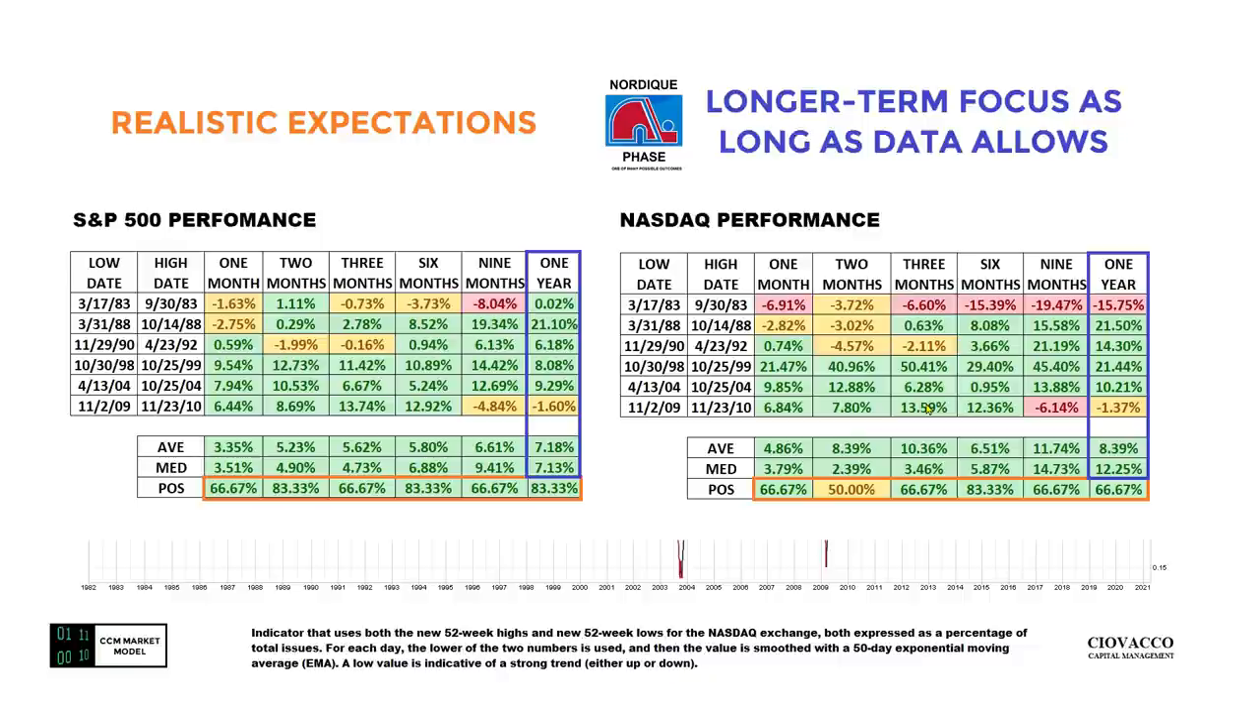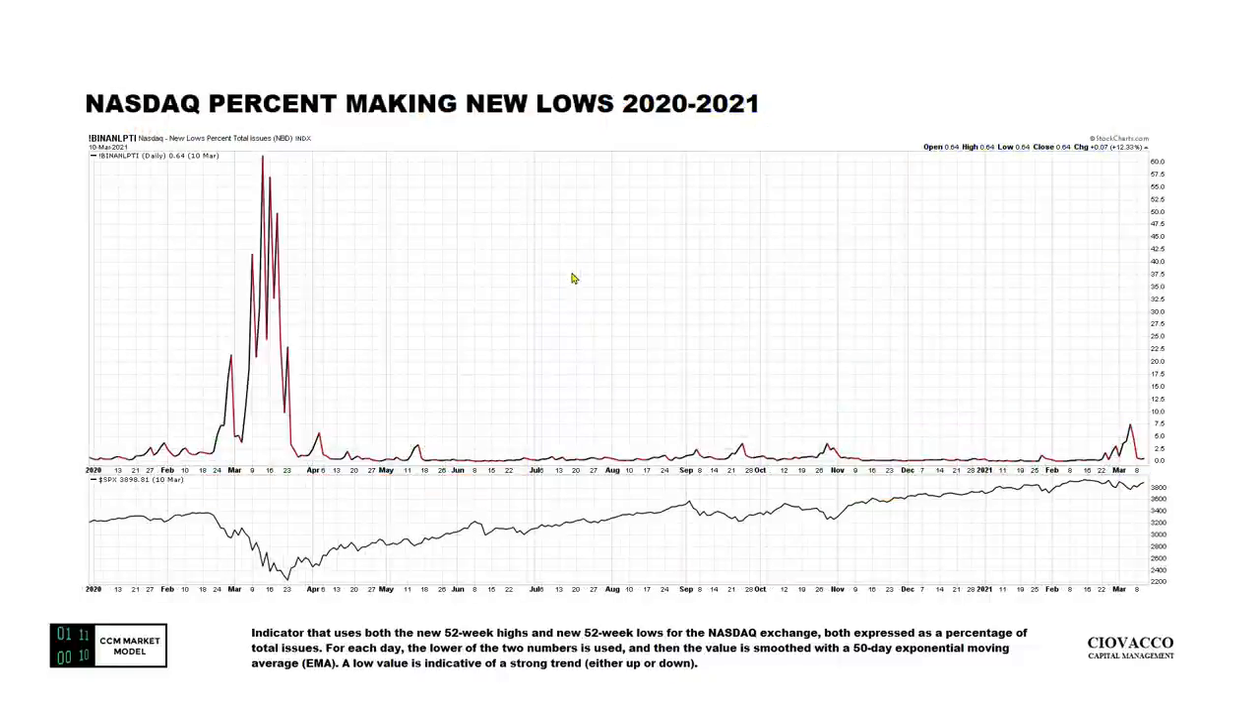Also have to keep in mind, some of these cases, there's a lot of green in these tables. NASDAQ percent stocks making new 52-week lows March 10th. This is the highest spike that we've seen since the low in March of 2020. That's not overly alarming, but it is a pay closer attention data point.